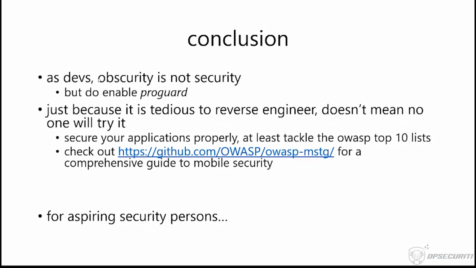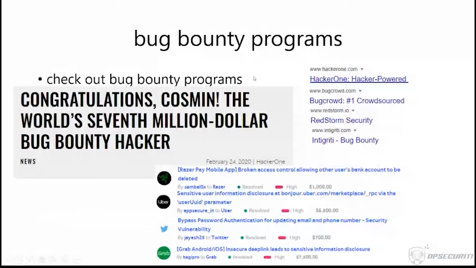And you can check out this list. And for aspiring security persons, why would you want to do this? Overseas there are bug bounty programs. So if you're looking for extra cash, this is an area you can look into. These are the sites for bug bounty programs. Basically, there are companies like Yahoo, Facebook, Twitter, Google, and all those companies have a place to report.